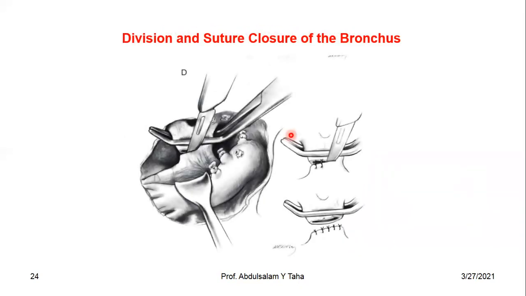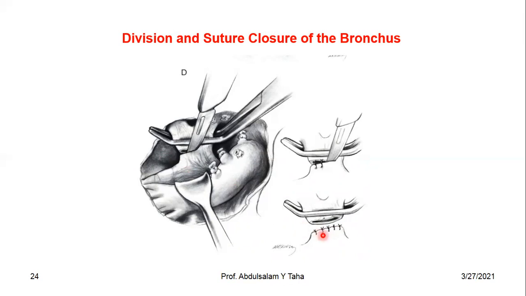Division and suture closure of the bronchus. In this slide, we can see the distal bronchus has been clamped by a special clamp, and no clamp is applied to the proximal bronchial stem to avoid trauma. The bronchus is divided by a knife, and interrupted sutures are applied to the proximal stem until it is sutured completely. So the proximal stem is closed by interrupted sutures without applying a clamp.